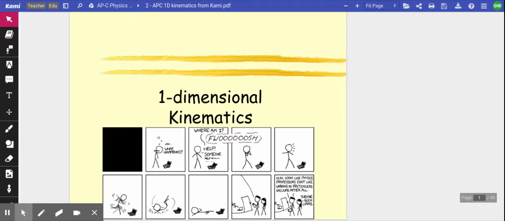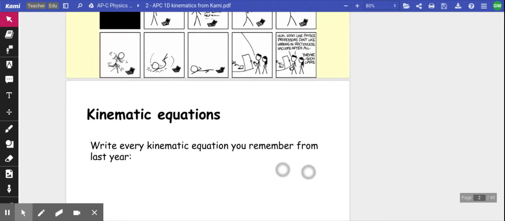Let's start with some kinematics. We're mostly starting with kinematics because what we really want to do is start with some calculus, and kinematics is a good way to do that. So let's start. So, kinematics.